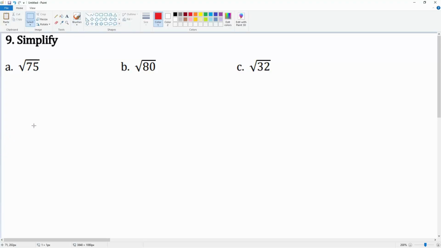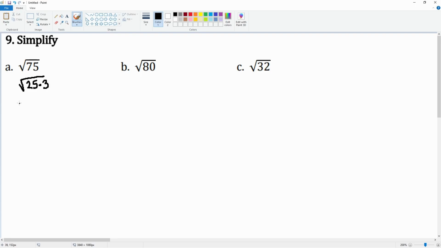Number 9, we're going to simplify. These are all numbers inside a radical, and we need to break down those, okay? You want to break them down using perfect squares. So we want to take a look to see if there's any perfect squares in 75. And that would be 25 is a perfect square. So the 75 can be seen as 25 times 3.